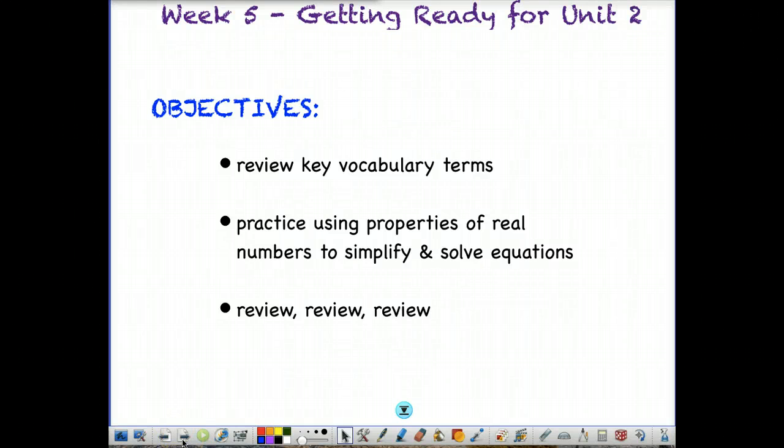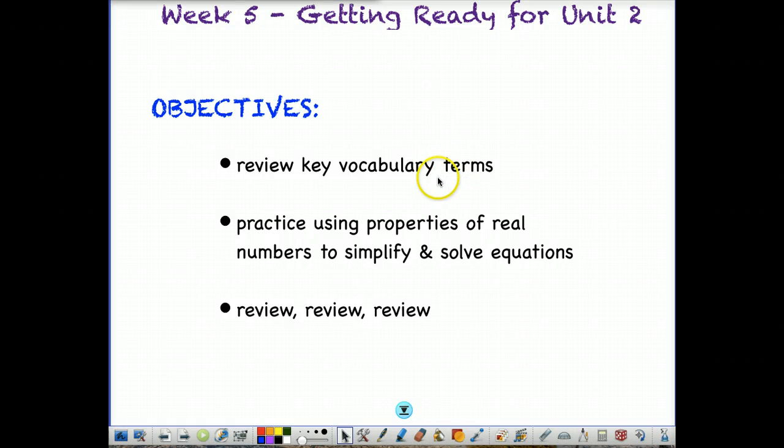All right, before we start Unit 2, we are going to be wrapping up Week 5. As you know, you have your Unit 1 test this week, as well as the answers to your review. We are going to also do a little bit of basic review to get you ready. So this lesson, the objectives are just to review some key vocabulary terms, to practice using properties of real numbers, to simplify and solve equations, and just review, review, review.